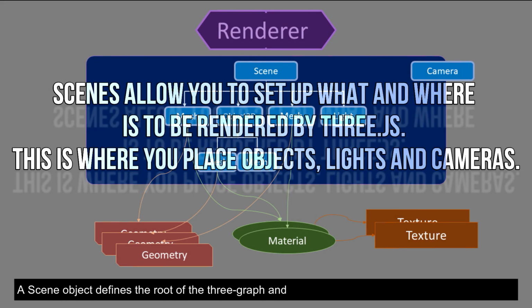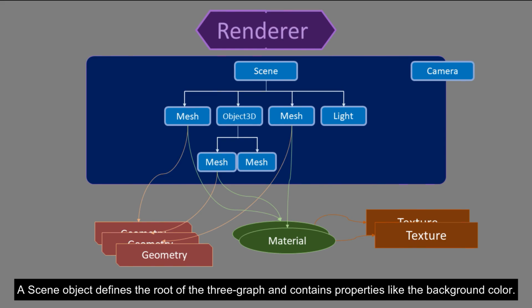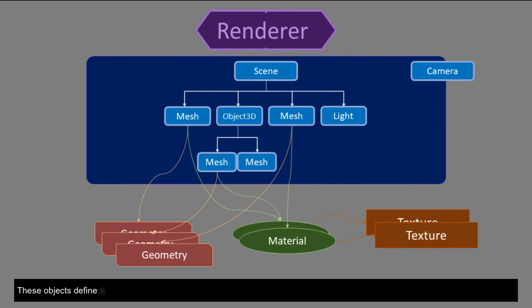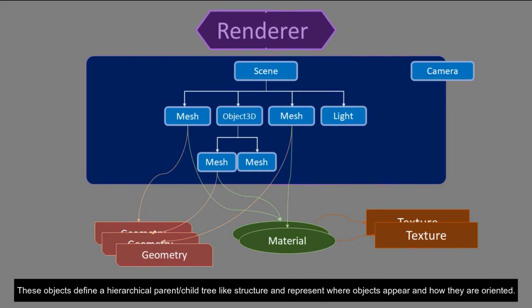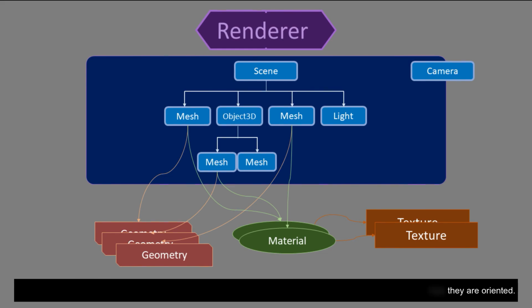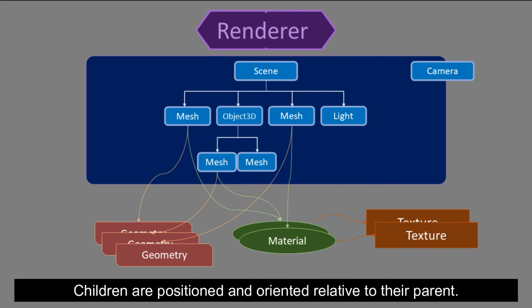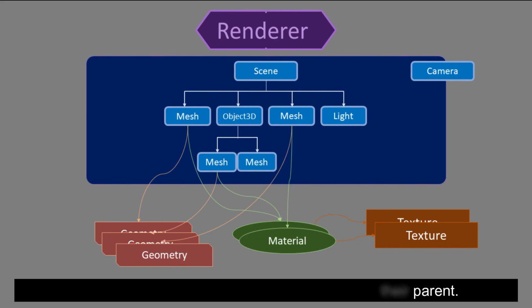A scene object defines the root of the tree graph and contains properties like the background color. These objects define a hierarchical parent and child tree-like structure, and represent where objects appear and how they are oriented. Children are positioned and oriented relative to their parent.